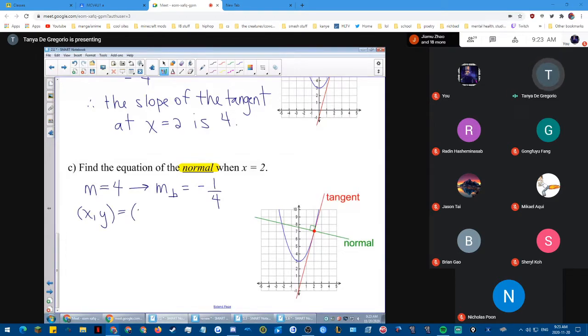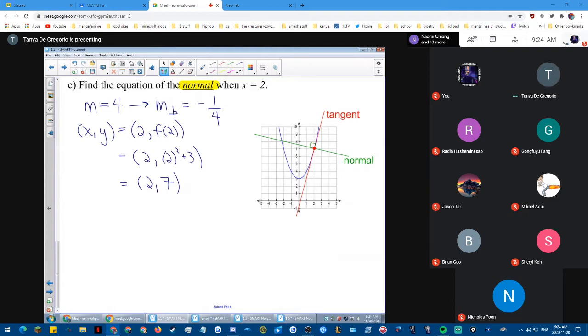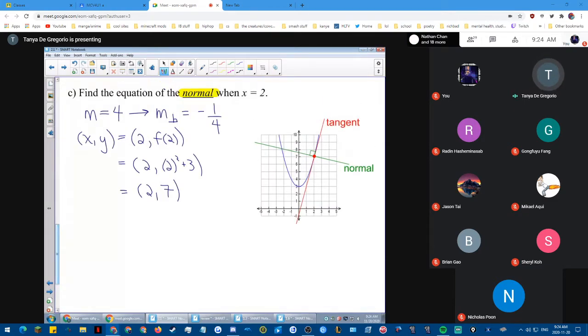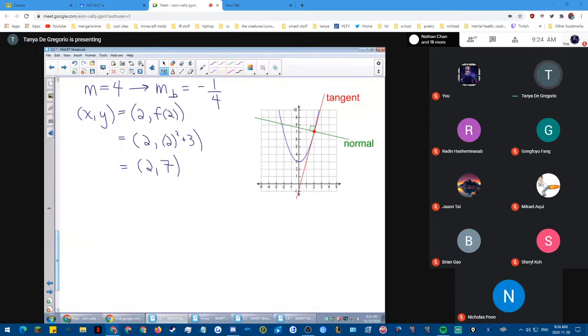I only have 2. But I can find y by subbing in 2. So I'm going to find f at 2. So when you sub 2 into that original equation, which is x squared plus 3, you have that. And that sounds right, it's 2 comma 7. So I have a point and I have a slope. So let's do this 2 ways. You guys normally do it y equals mx plus b. That's what you guys are used to. That's what you guys have always been taught. So let's do that first.